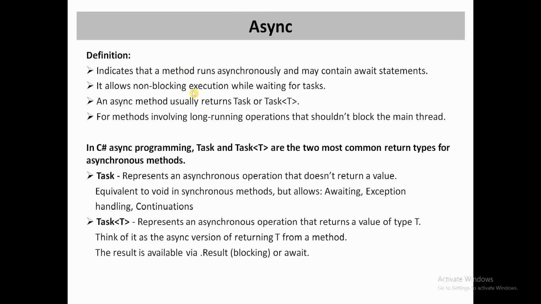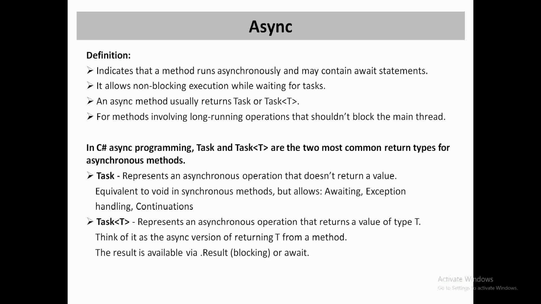It allows non-blocking execution while waiting for a task. We can use the await keyword inside that asynchronous method. An async method usually returns Task or Task<T>. So an asynchronous method returns two types. The first one is Task. Task means if we do not want to return anything, then we can use Task. Task is the same as void, as we use void in our synchronous method.